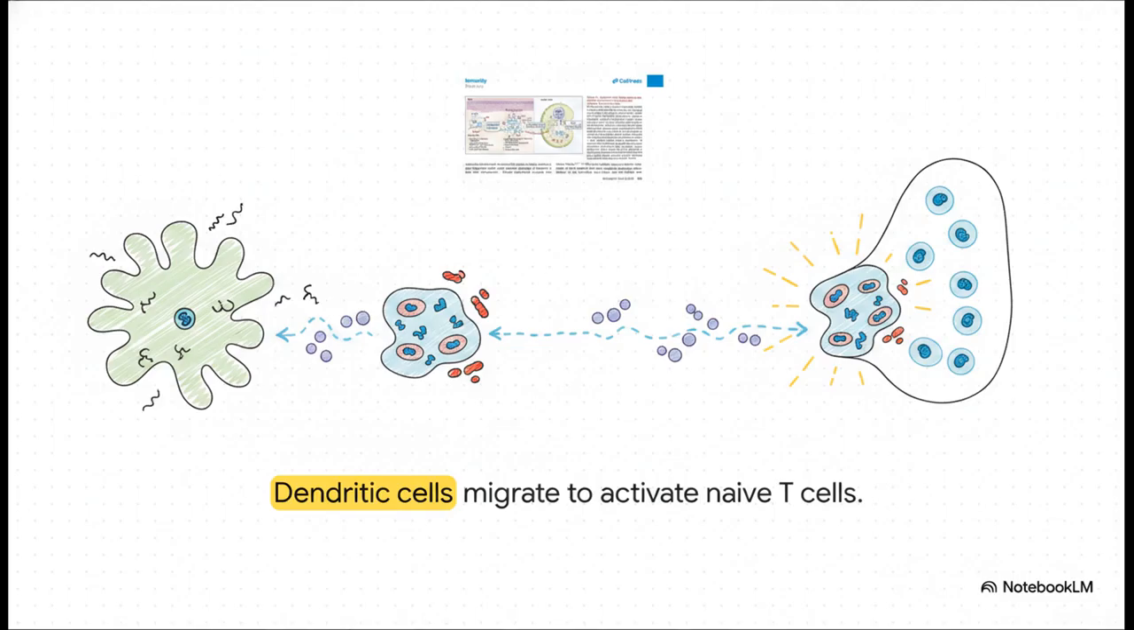The cell literally stops eating, loads those microbial fragments onto major histocompatibility complex, or MHC molecules, and upregulates co-stimulatory molecules on its surface. Now track its physical migration. Following chemical breadcrumbs, it travels out of the skin, straight through the lymphatic vessels, and directly into the lymph node, which you can see on the right, to sound the alarm and activate our naive T cells.